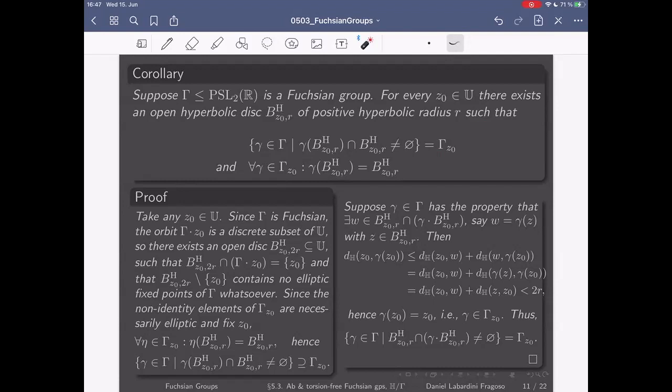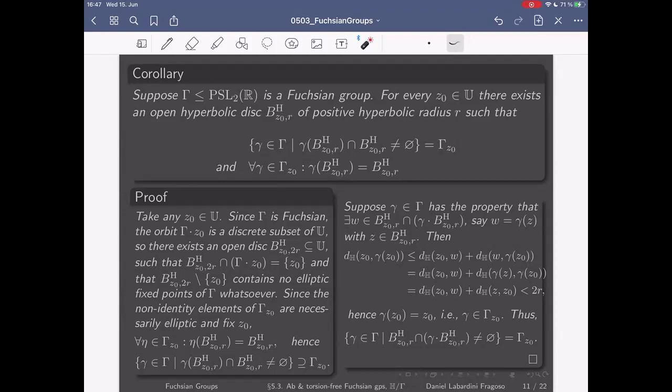Okay, so now we start with some open set, some point in the upper half plane, and since gamma is a Fuchsian group, the orbit is discrete. So we get this property that there's some hyperbolic open disk which intersects the orbit exactly in that point.